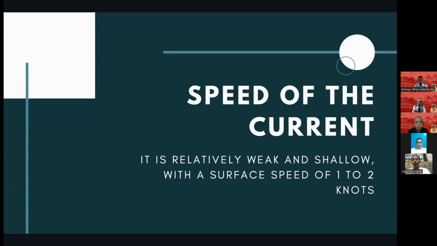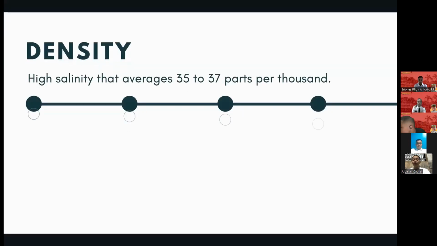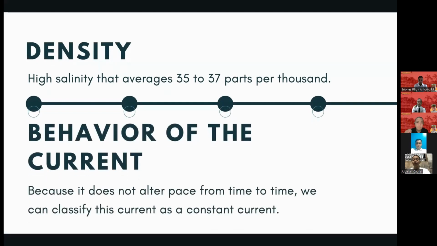Speed of the current. It is relatively weak and shallow with a surface speed of 1 to 2 knots. Density. That averages 35 to 37 parts per thousand. In the behavior of the current, because it does not alter pace from time to time, we can classify this current as a constant current.